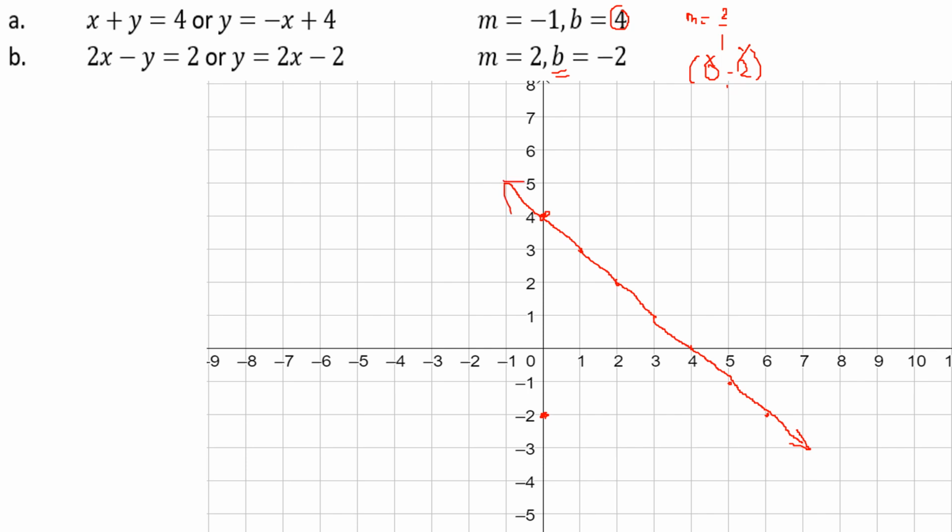Okay, then we have here, let's start with point 0, negative 2, and then atin nga rise is 2, and then ang run is 1. So let's count 2 units upward, 1, 2, and then 1 unit to the right. So we have here 1, 2, then 1. So let's connect these points to create a line.